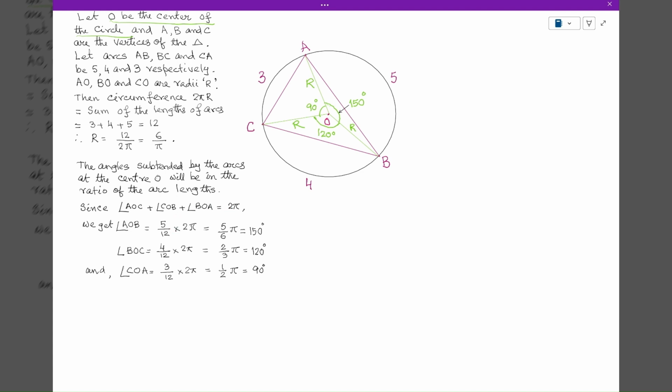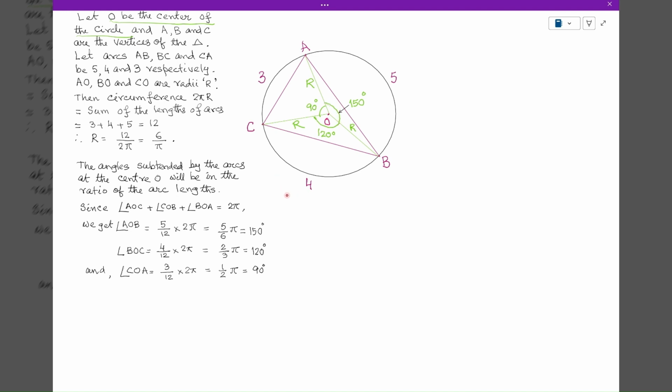angle AOB will be 5 by 12 multiplied by 2 pi. That is, this angle will be 5 divided by the circumference, which is 12, multiplied by 2 pi, which is 5 by 6 pi, that is equal to 150 degrees. This angle is 150 degrees.